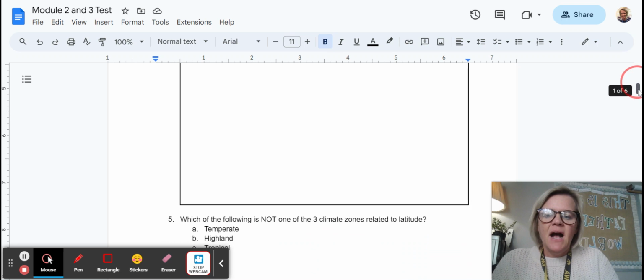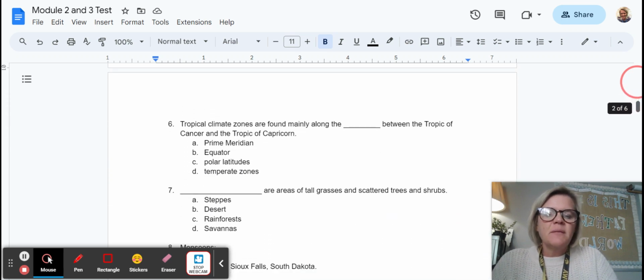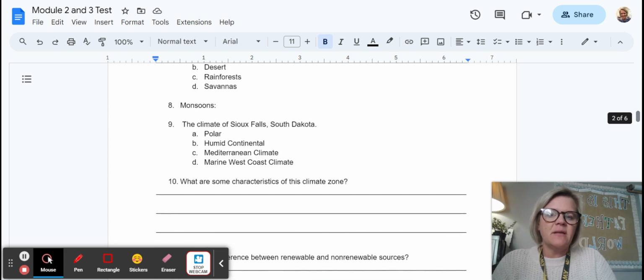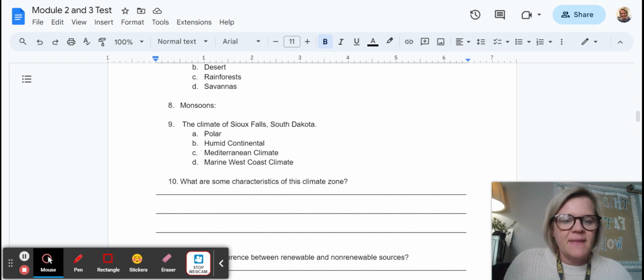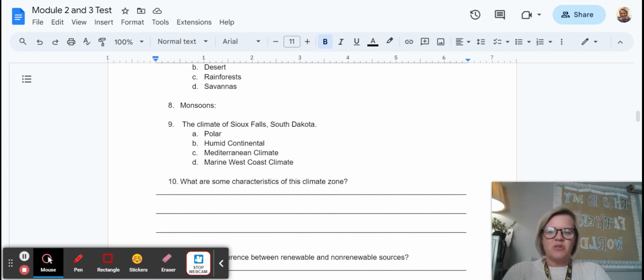All right. Number 5 is multiple choice. Turn the page. Number 6 is multiple choice. 7, multiple choice. Number 8. Let's take a look at number 8. Number 8 says monsoons with a colon behind it. That means I need a definition of the word monsoon. So you don't have to write that in complete sentences. You can just give me a definition behind it.